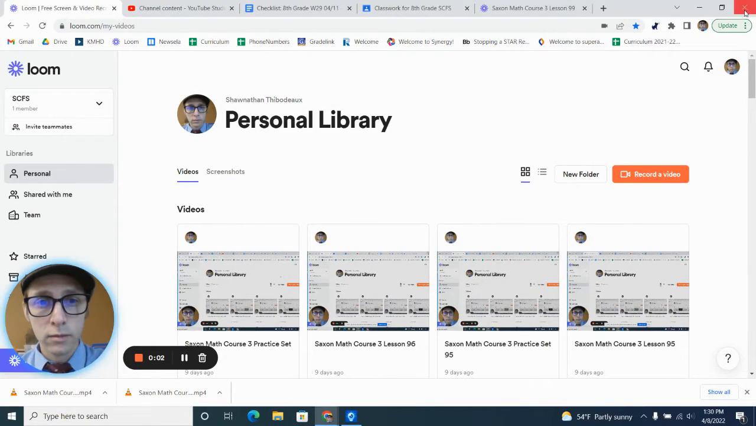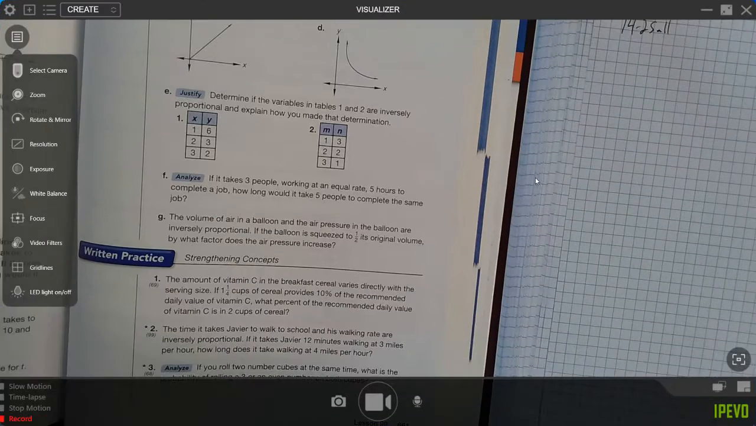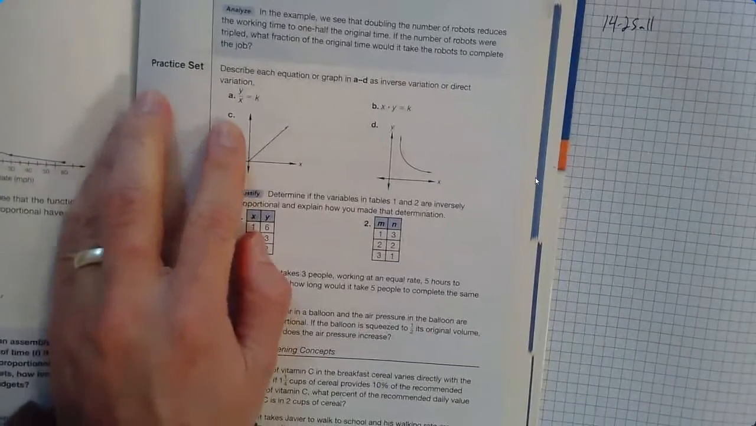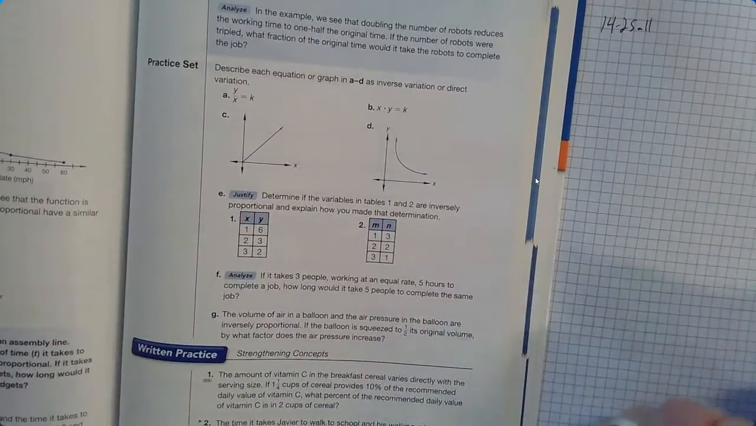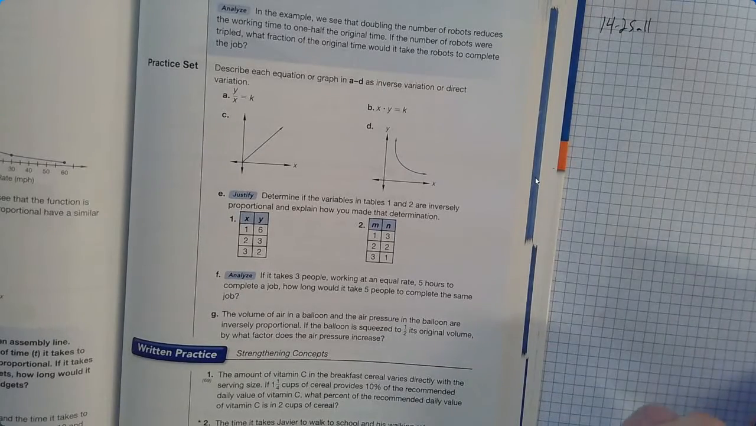Hey guys, Mr. Thibodeau coming at you with the practice set for lesson 99. So, describe each question or graph as an inverse variation or direct variation.